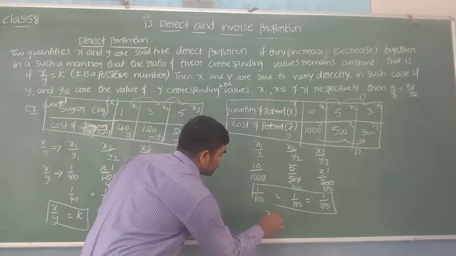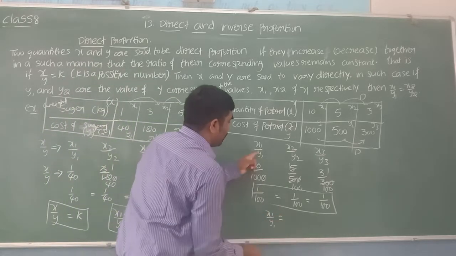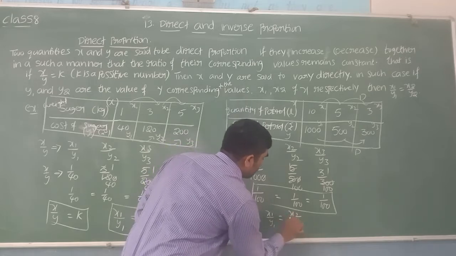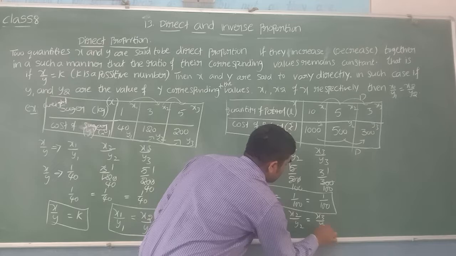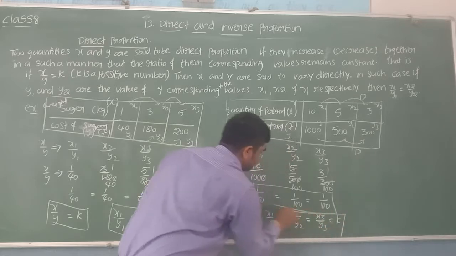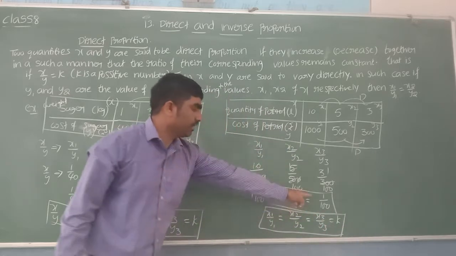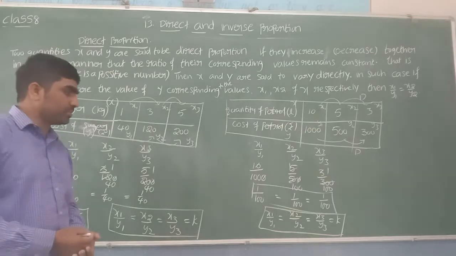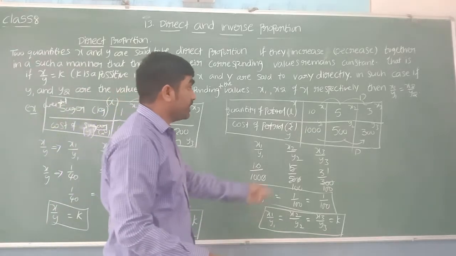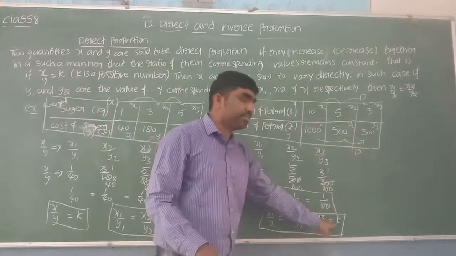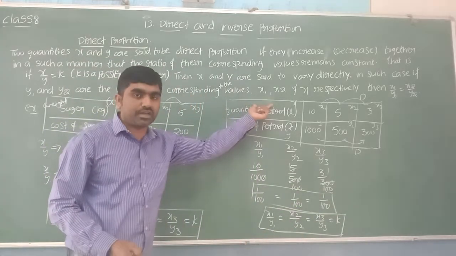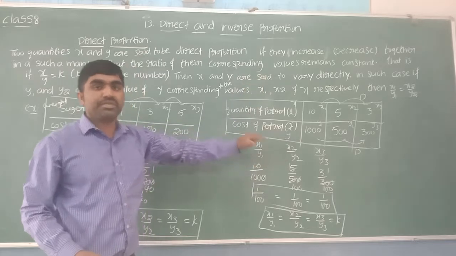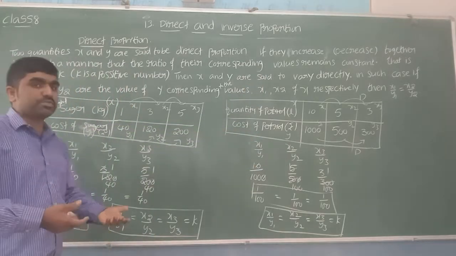So here we got x1 by y1 is equal to x2 by y2 is equal to x3 by y3 is equal to some constant. What is the constant value? 1 by 100, a positive value. So when the ratio of the corresponding values is the same constant, then we can say that the first quantity is directly proportional to the second quantity. What did you observe here?